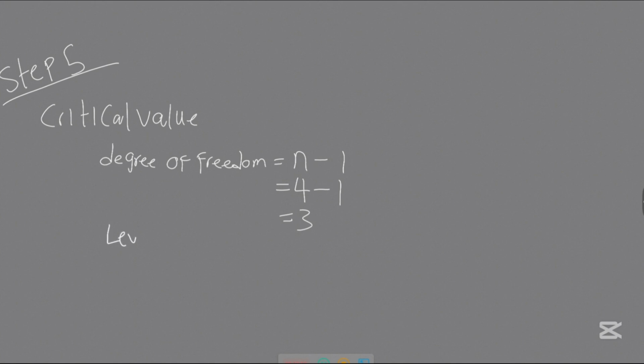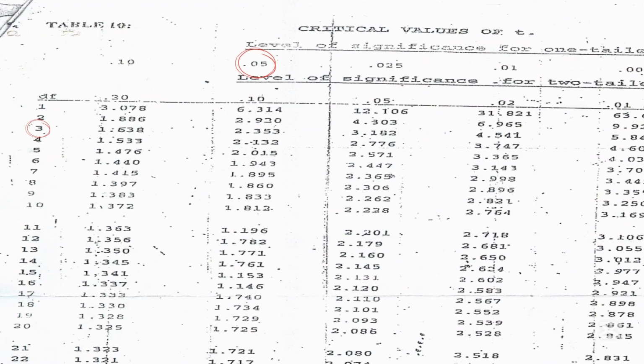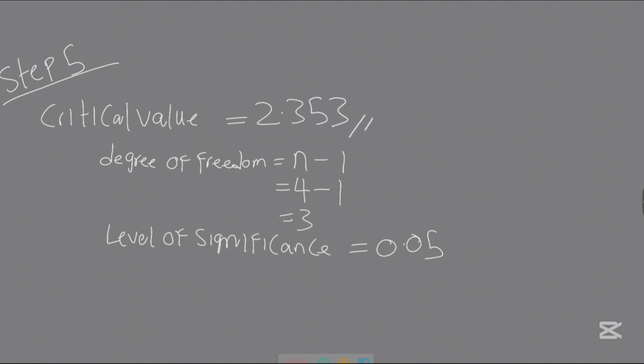You then get your level of significance, which is equal to 0.05. Now, on your T table, not Z table this time around, you look for 0.05 under 3. And you get your answer as 2.353. That is how we get the critical value in a situation whereby it is t-test we're dealing with.